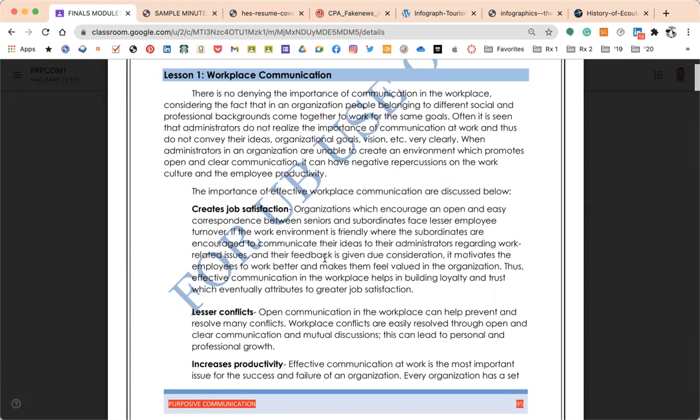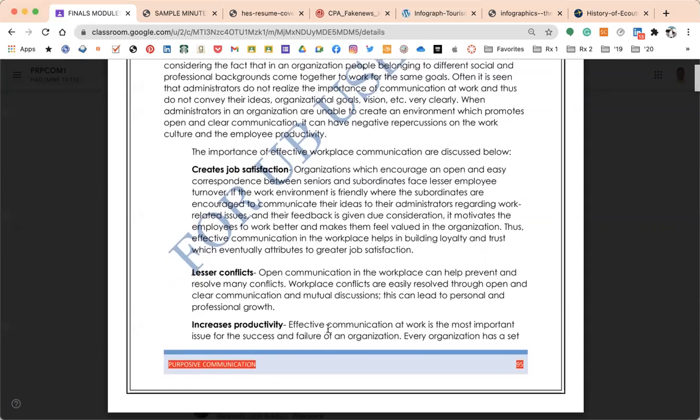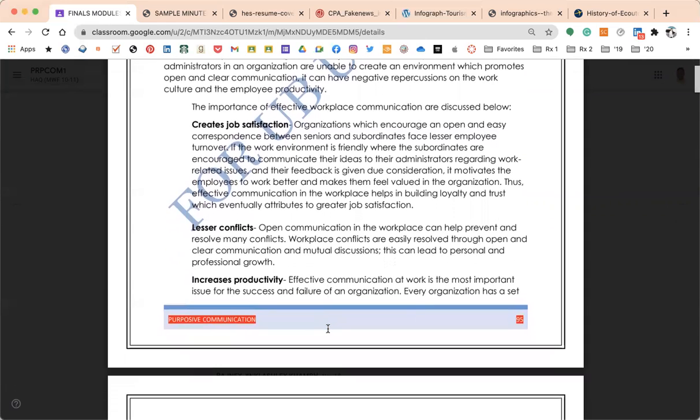So, I hope that you've gone over the module. I do not trust that you did, but I'm going to go over those key terms one by one. And just to remind you, you have to read this because of your final exams as well. So, the importance of effective workplace communication are discussed here. Number one, creates job satisfaction.